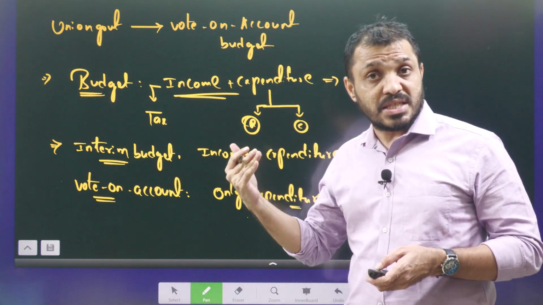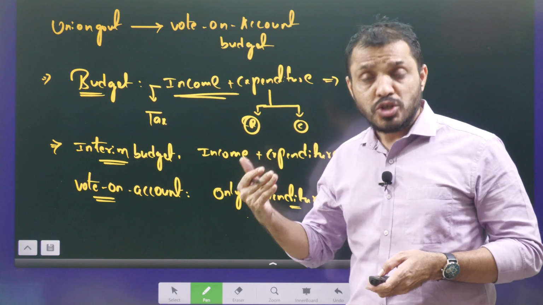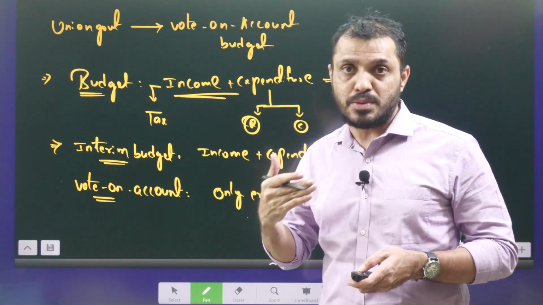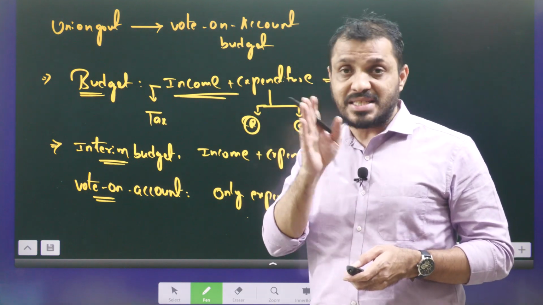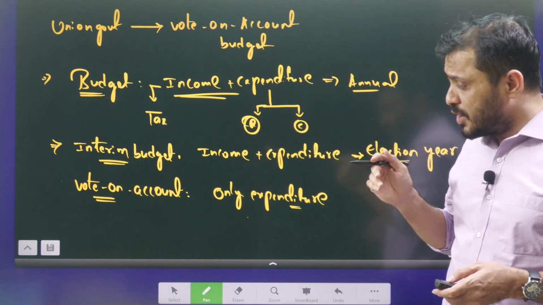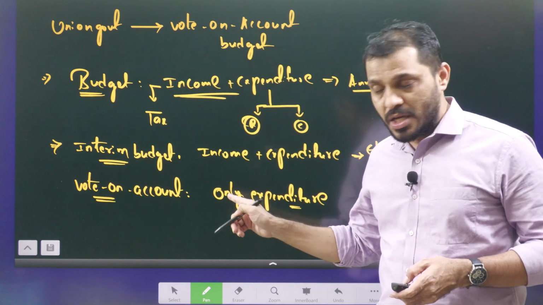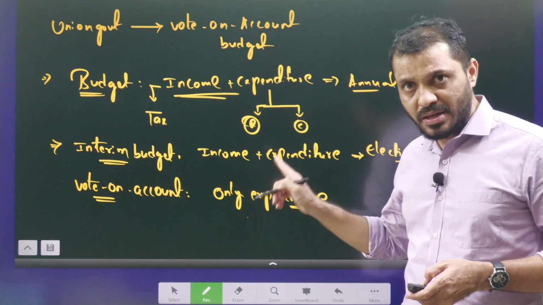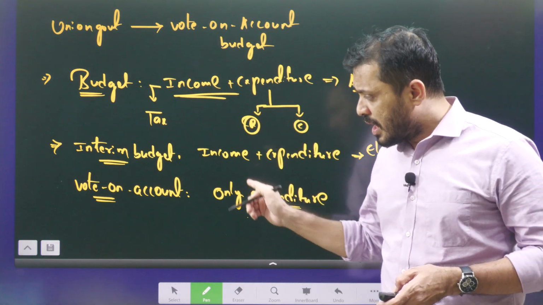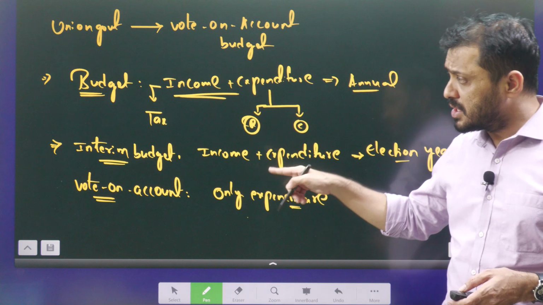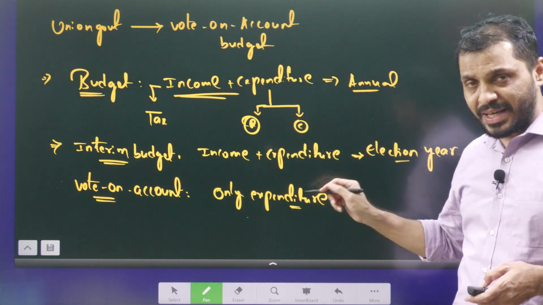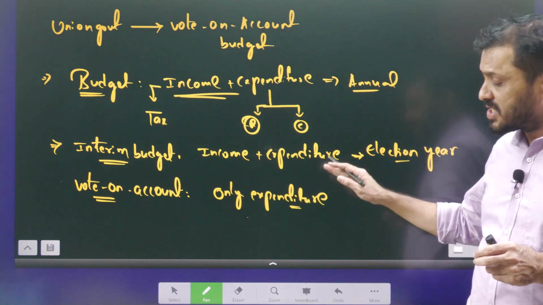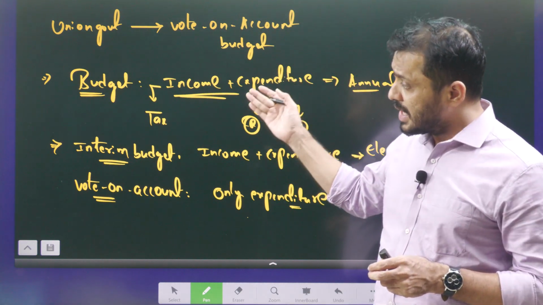But actually the financial year starts from the 1st of April. So the entire month of April, the entire month of May, and sometimes June as well, these three months, to cover them, we used to introduce the vote on account budget. It will cover only the expenditure side of the government budget, and this will be applicable till the full budget is implemented. That is the reason the vote on account budget only includes the expenditure side of the government. It doesn't include the income side.